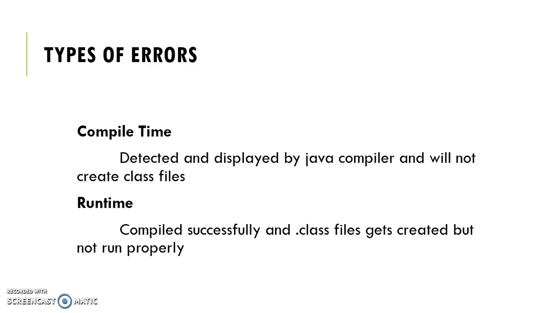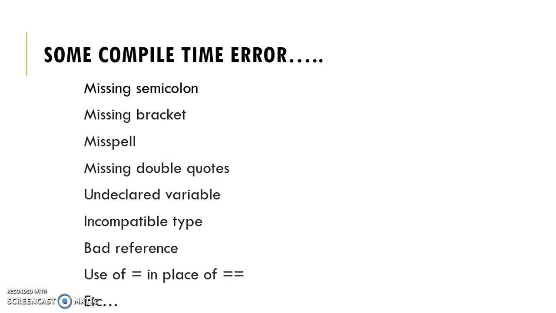Types of error. There are two types of errors. One is compile time error and the other is runtime error. If you take compile time error, it is detected and displayed by the Java compiler and will not create any class file. But if you take runtime error, it gets compiled successfully and even .class files get generated, but the program will not run properly.